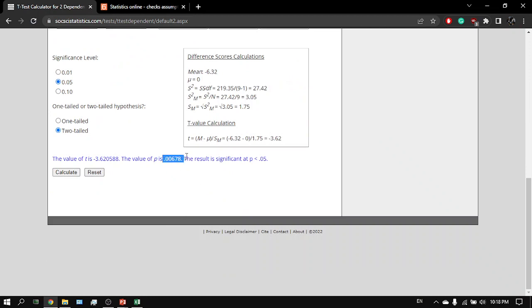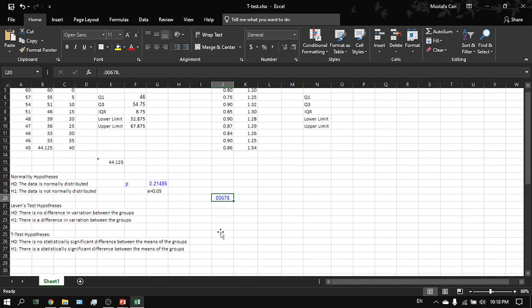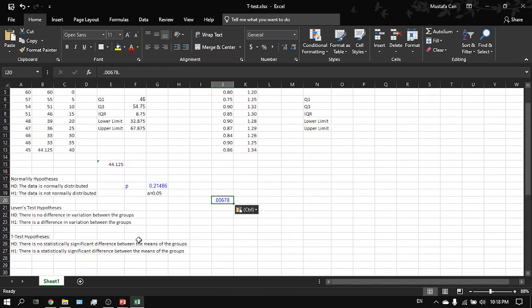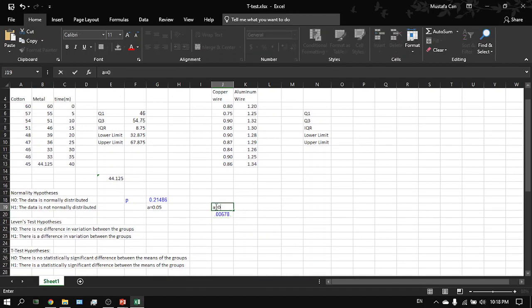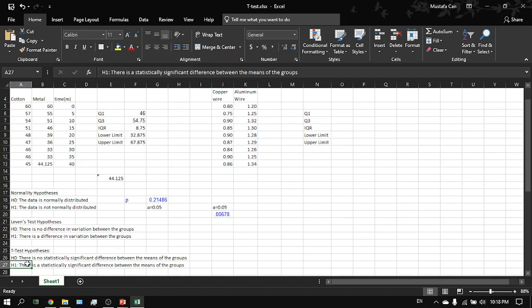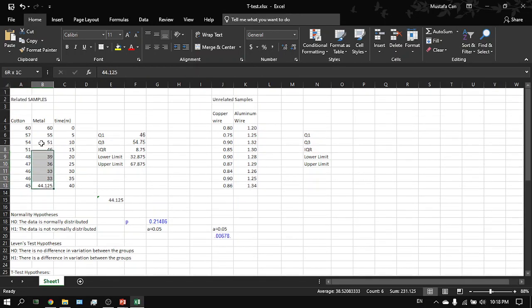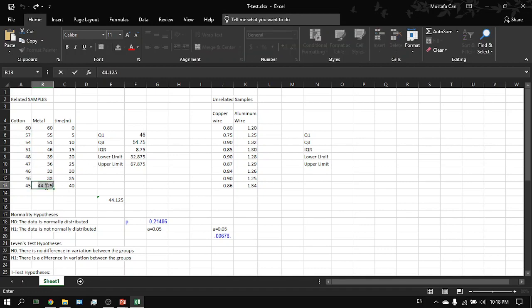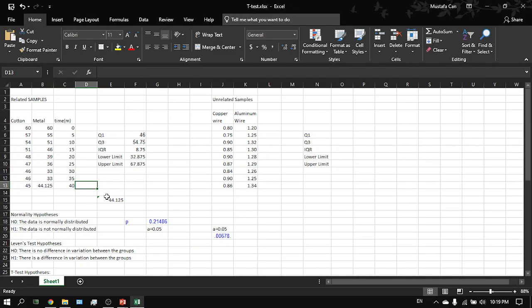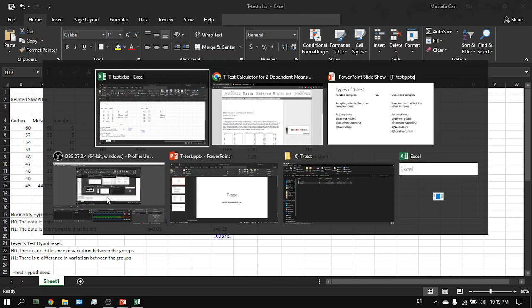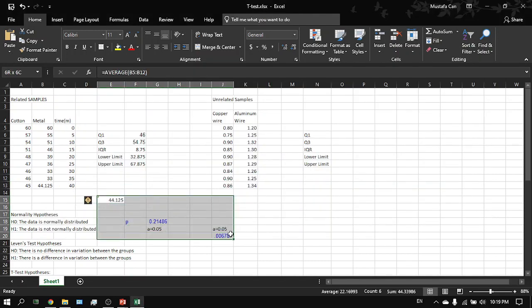And P is 0.06, so the result is significant. Let's see, there's no such significant difference between the means of the groups, so P is smaller than alpha, so we reject the null hypothesis here for t-test and accept H1. There is a statistically significant difference between the means of the groups, so we prove that the test is significant. If you don't want to do this, as I told you, you can leave it there and you can do Wilcoxon. But this test is more reliable than the other one. It's up to you. You can do them both.